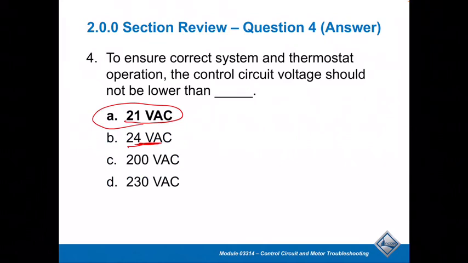All right, that concludes section 2, and section 3 will be next, and that'll be another additional video.